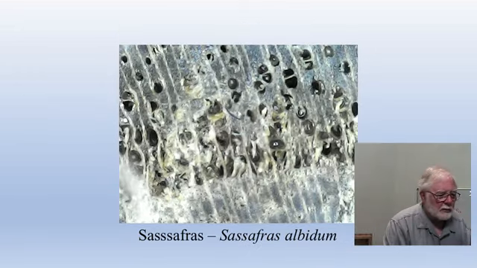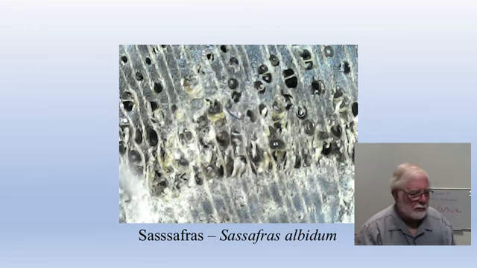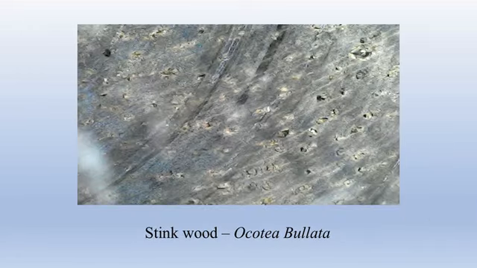Here's a picture also that I took of sassafras. It also has some tylosis. You notice the rays are narrower. There's only one pore, one cell between them. And there's this stinkwood.